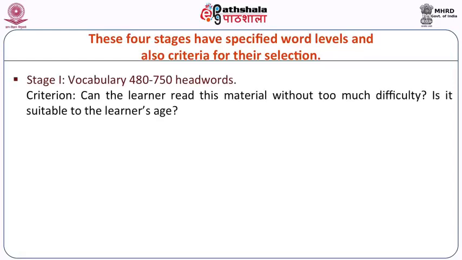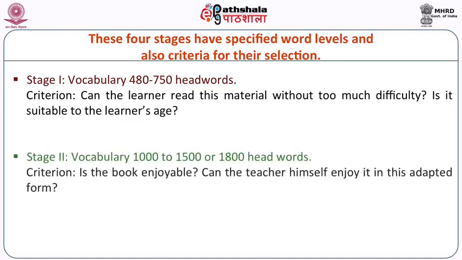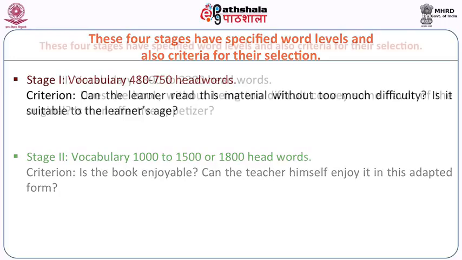Like at stage 1, vocabulary 480 to 750 head words. And criteria: can the learner read the materials without too much difficulty? Is it suitable to the learner's age? Then stage 2, vocabulary 1000 to 1500 or 1800 head words. And criteria: is the book still enjoyable? Can the teacher himself enjoy it in its adaptation form?